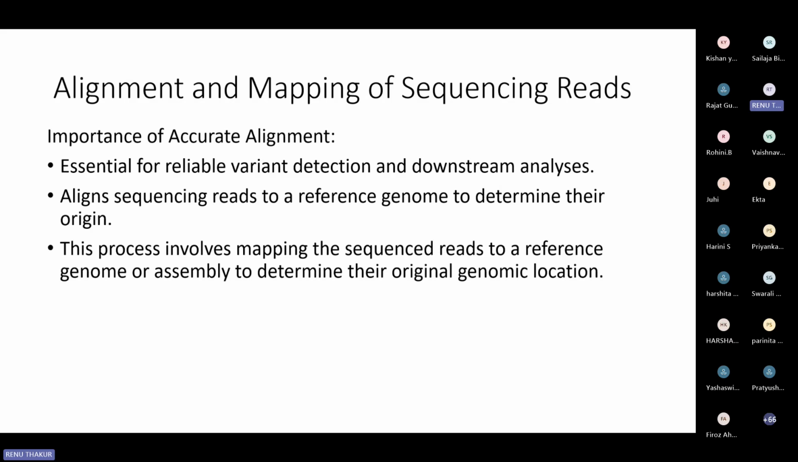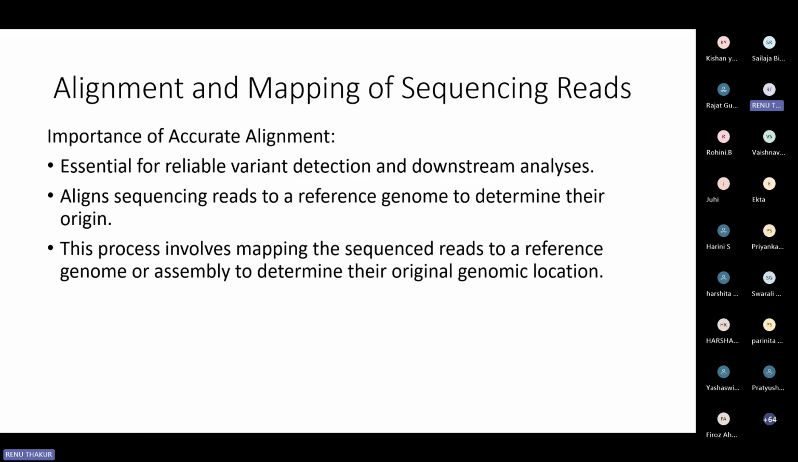So the importance is that it is essential for reliable variant detection and downstream analysis, where you process the data and produce the data in a clear-cut manner. It should be in a proper manner. This aligns sequencing reads to the reference genome to determine their origin, in the sense of what organism it is, what its genetic makeup is, and what the chromosome number is, and much more.